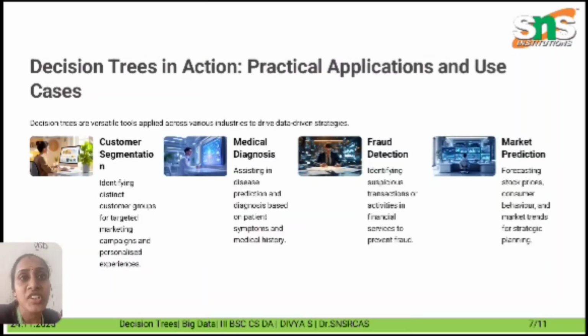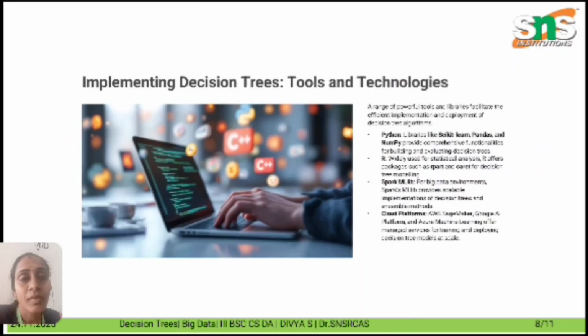Decision trees in action: normally we can use them for customer segmentation, medical diagnosis, fraud detection, and market prediction. These are practical applications. Implementing decision trees, tools and techniques include Python, NumPy, R programming, Spark MLlib, and cloud platforms. These are some of the tools and techniques we can use to implement decision trees for big data technology.